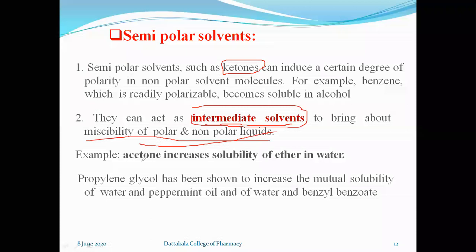Example, we have already discussed acetone increases the solubility of ether in water, or acetone increases the solubility of benzene in alcohol. Propylene glycol has been shown to increase the mutual solubility of water and peppermint oil, and of water and benzyl benzoate. This is the activity of the propylene glycol.